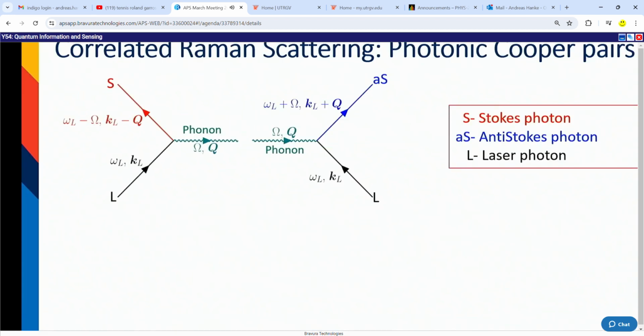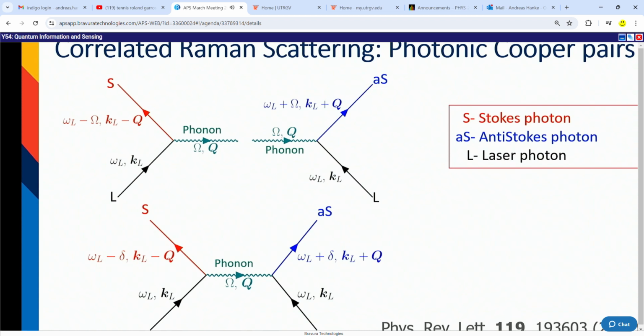So this is a familiar Raman scattering. The figure on the left describes the Stokes event, where the incident laser is scattered into the red-shifted Stokes photon and emits a phonon. The figure on the right describes the anti-Stokes process, where the laser absorbs the phonon and emits the blue-shifted anti-Stokes photon.